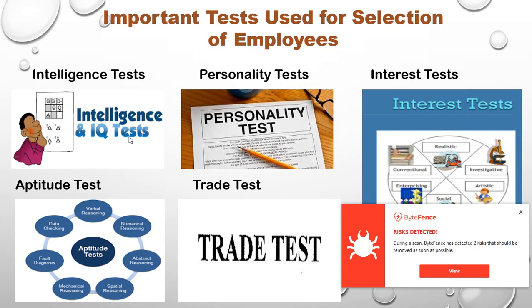Now, moving to the next one, that is aptitude test. These are the various tools used for aptitude tests, like verbal reasoning, numerical reasoning, abstract reasoning, spatial reasoning, mechanical reasoning, fault diagnosis, data checking. These are the sub-points which are included in aptitude test. Here, taking a test in reasoning is very important, to see how that person reacts to those particular questions or what his interpretation of those questions is.